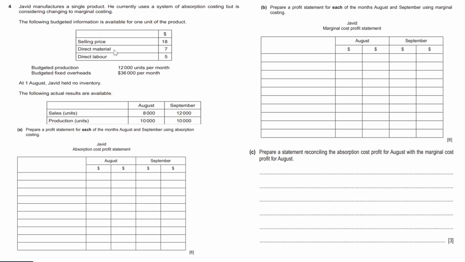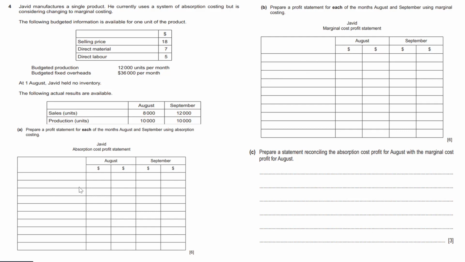Okay, you have some information. What is this information? The following budgeted information is available for 1 unit of the product. The selling price, direct material and direct labor costs are given. Then the budgeted production and budgeted fixed overheads are given. And at 1st August, Javed held no inventory. The following actual results are available. The sales, production, and fixed overheads of August and September are given. And then they've asked us to make the absorption cost profit statement and marginal cost profit statement also.